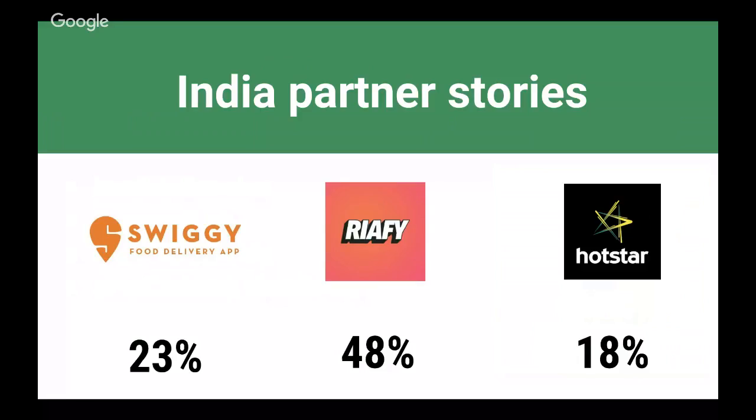Now, I just want to highlight a few of the India partners that have actually gone ahead and done this. Swiggy, the number one food delivery app in India, has seen a size savings of roughly 23%. Reify, a recipe app, has seen a 48% size savings for their app. And Hotstar, which is a media app, has seen an average 18% size savings for their app.